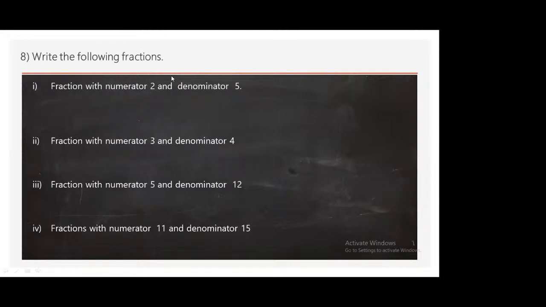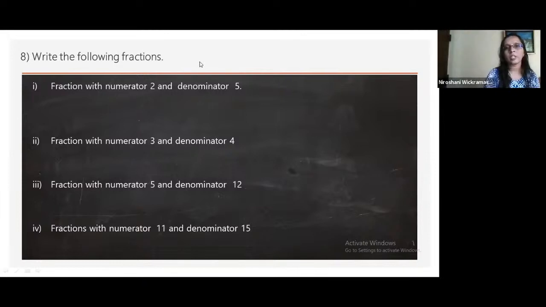Next one, fractions with numerator. Write the following fractions. Now you know what a numerator is, right? Numerator means the number over the line. Numerator 1. Numerator 2 and denominator 5. Fractions with numerator 3 and denominator 4. Fractions with numerator 5 and denominator 12. Fractions with numerator 11 and denominator 15.